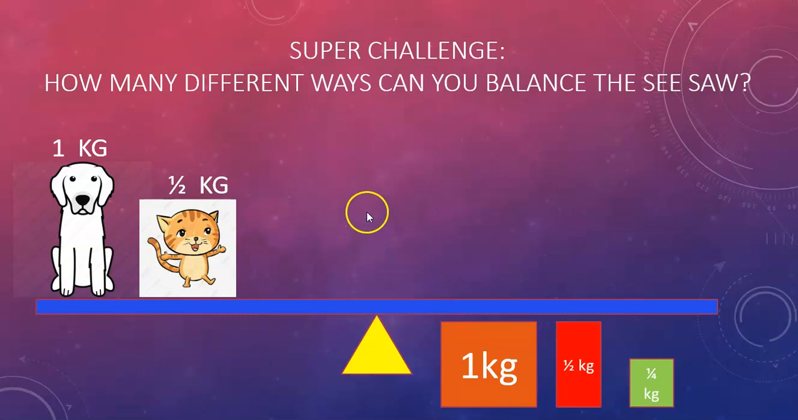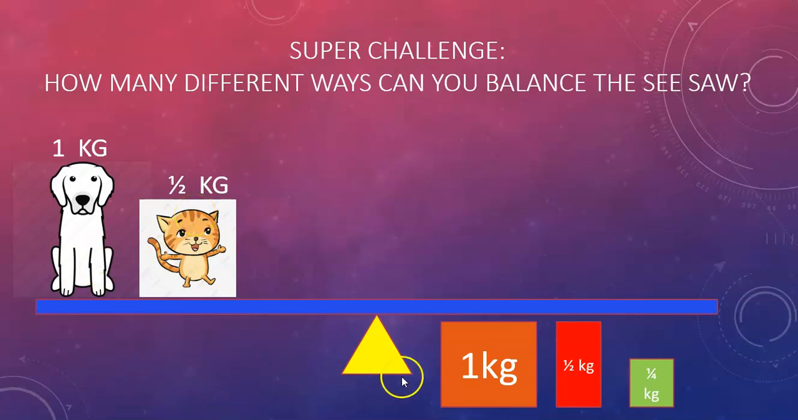Now, this is a really tricky one. Here we have 1 dog and 1 cat. The dog weighs 1 kilogram. The cat weighs 1/2 of a kilogram. So how much does this whole side of the seesaw weigh? That's right, it weighs 1.5 kg.